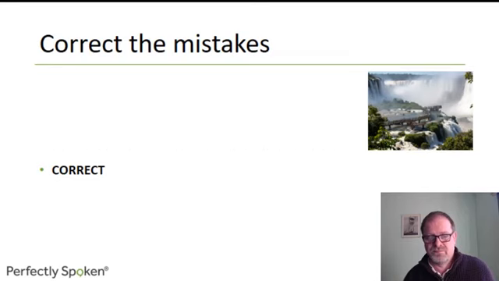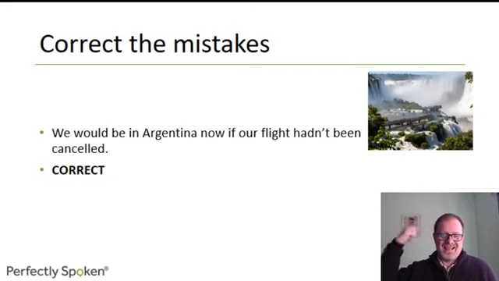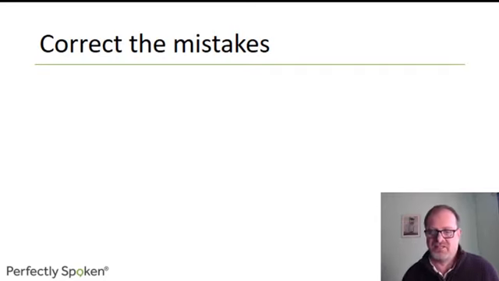Okay, an example of a correct one. We would be in Argentina now if our flight hadn't been cancelled. This is an example of a mixed conditional. We'd be in Argentina now is second conditional, so it's referring to the present. If our flight hadn't been cancelled is in the past.